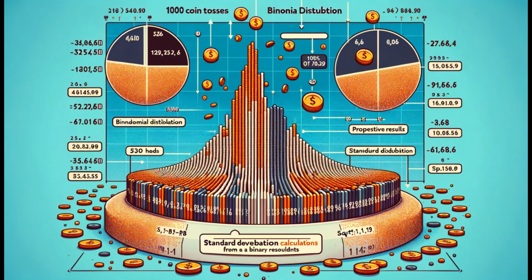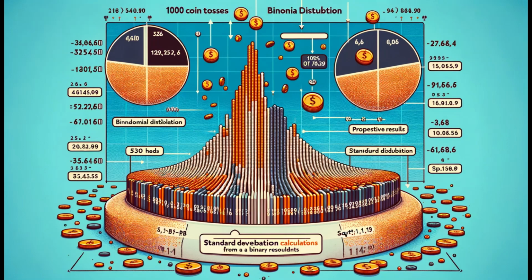Simply put, it's as if we're flipping a coin 1,000 times, conducting 1,000 Bernoulli trials, and the result is heads 530 times. This implies that there is a 0.53 probability of getting heads, which is the sample mean.